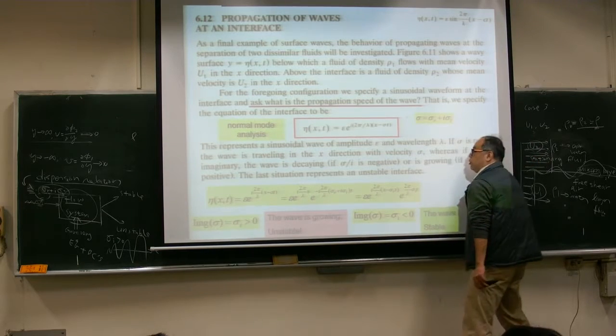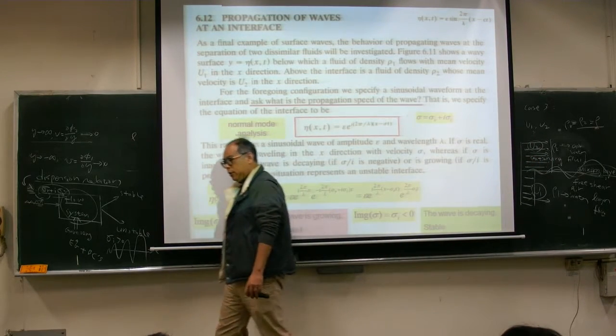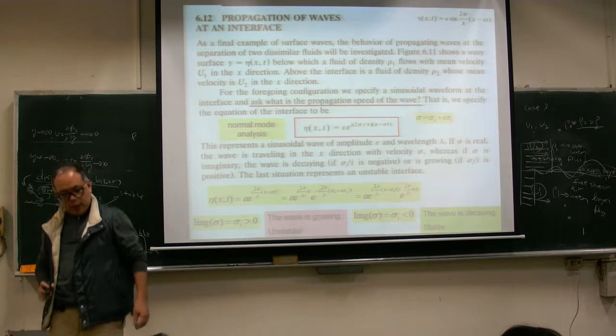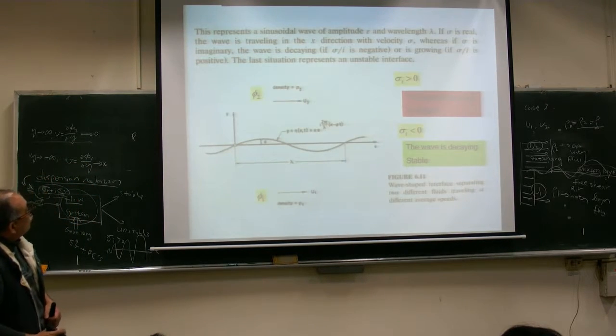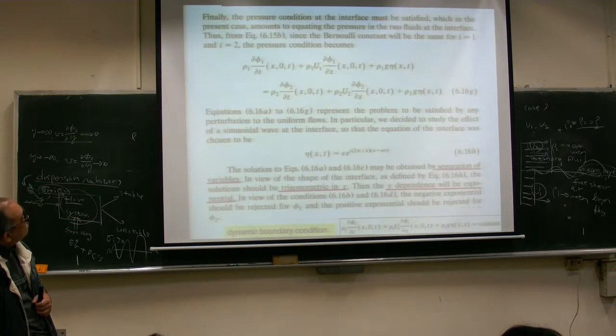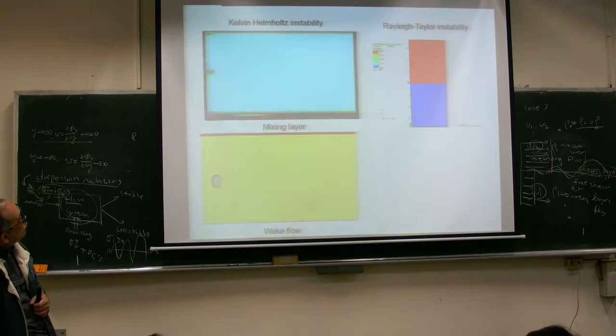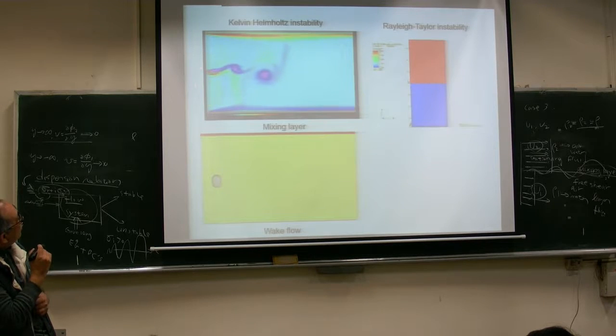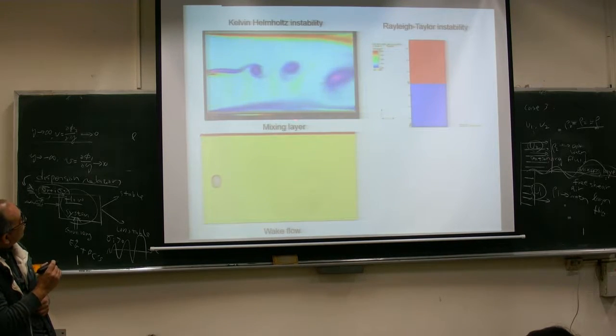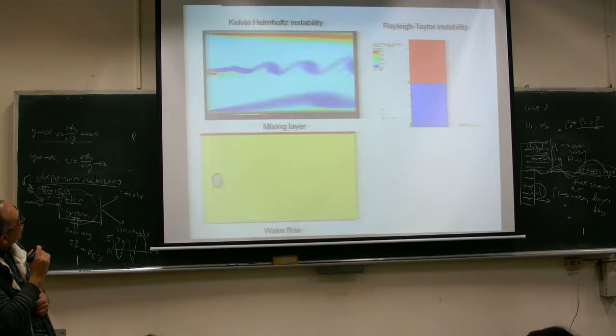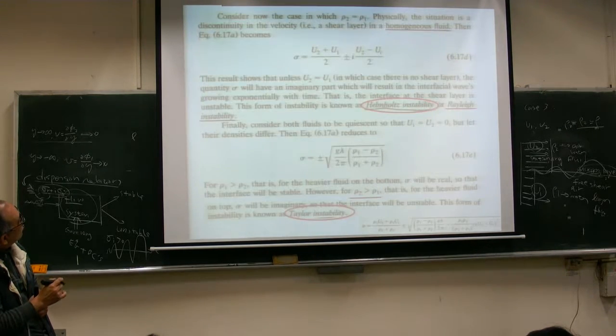I can show you the picture, the simulation of the experiment. I can show you one picture first. This is the mixing layer. I have high speed above and low speed below.